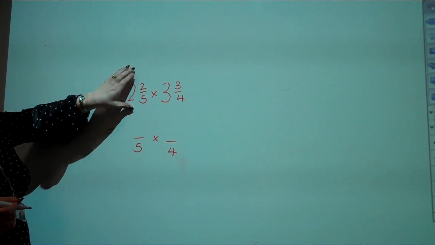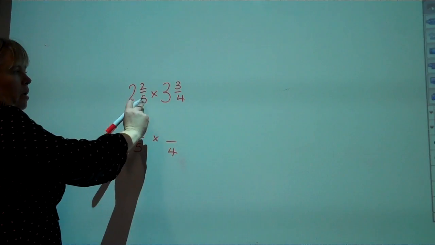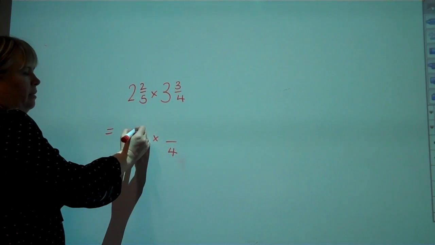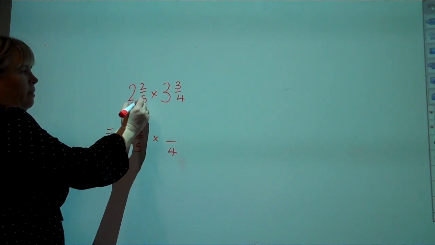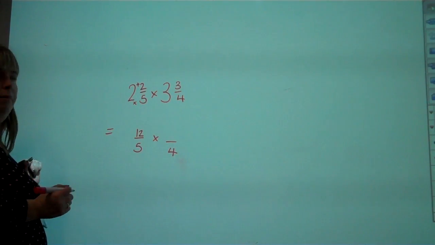Okay, so 2 and 2/5. 2 wholes are how many fifths? 10. Plus the 2 on the top makes 12. What you can say is 5 times 2 plus the 2 on the top.